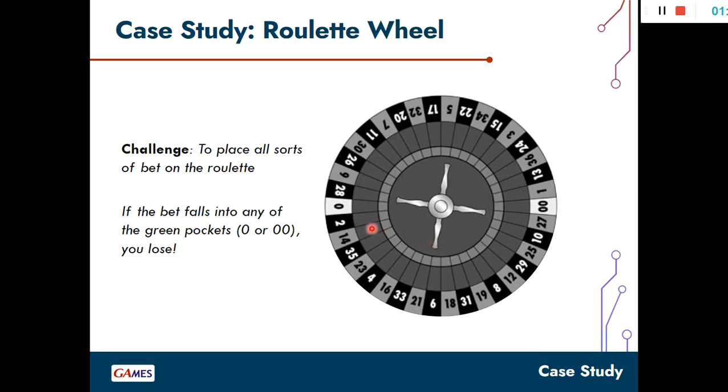So how come you have a probability of 0.94, which made you 94% certain that you land in either a black or a red, but the ball still landed in a green? So why would this happen?